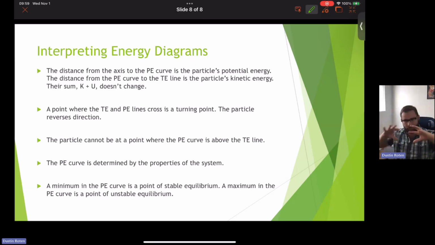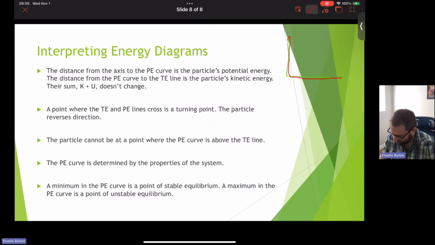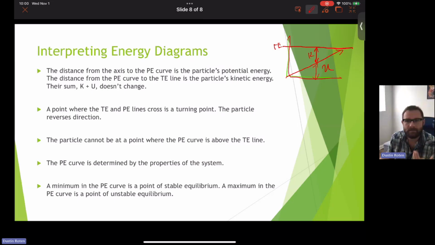All right, just to sum everything up and how we interpret these energy diagrams, I'll go through these pretty quick and then we will call it. So the distance from the axis to the PE curve is the particle's potential energy. So all that means is the distance from here to here. That's the potential energy. And then the distance from the potential energy curve to the total energy, so here's my total energy, anything here and above, that's the kinetic energy. Okay, so the sum doesn't change. And that's important. When there's no friction, everything's conserved.